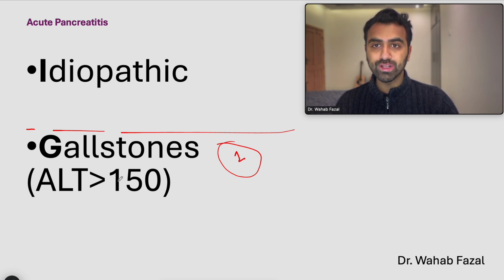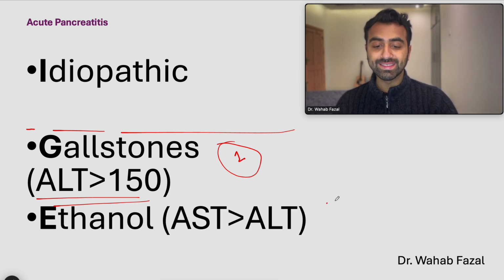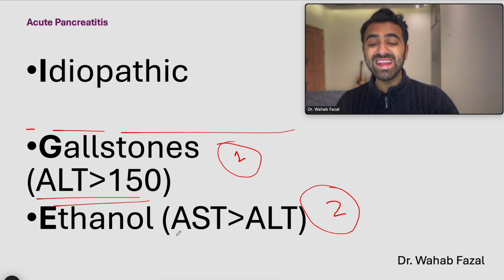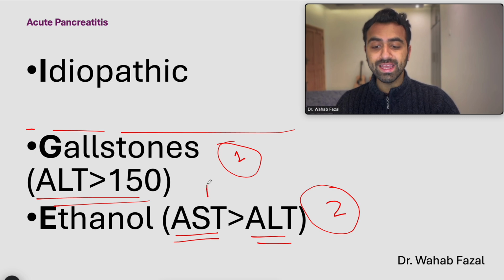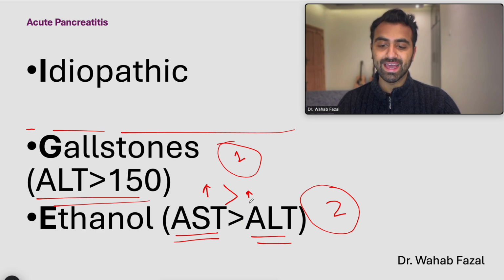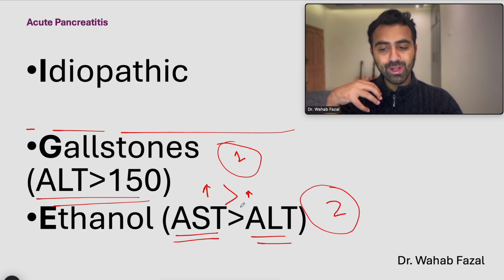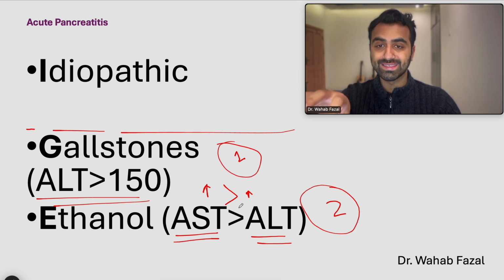And usually when gallstones are the cause, the ALT that you will get on the test is greater than 150. We'll talk about this more as well. Then ethanol. This is the second most common cause. In alcoholics, AST and ALT are both high, and usually the AST is higher than the ALT. This ratio being twisted so that AST is higher than ALT might clue you in that this person might be an alcoholic, and this is a case of alcoholic pancreatitis.